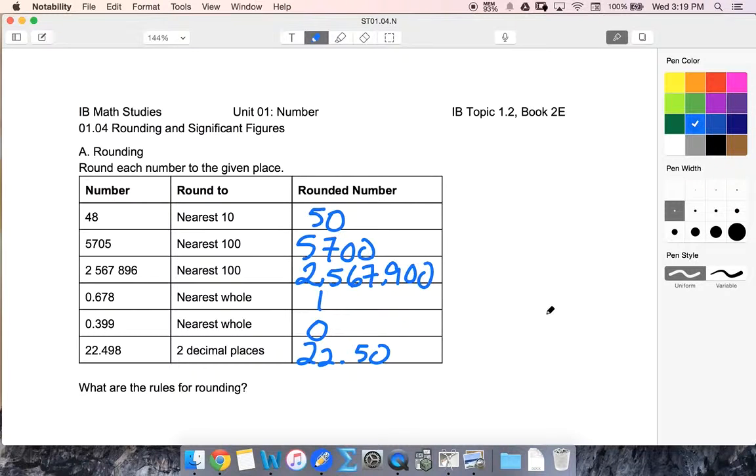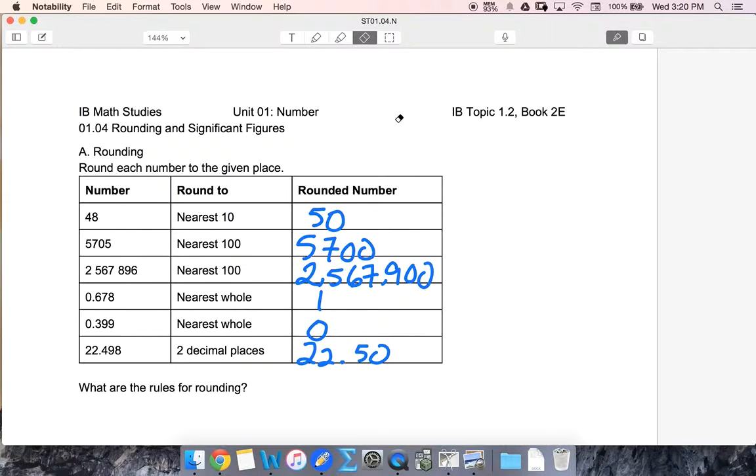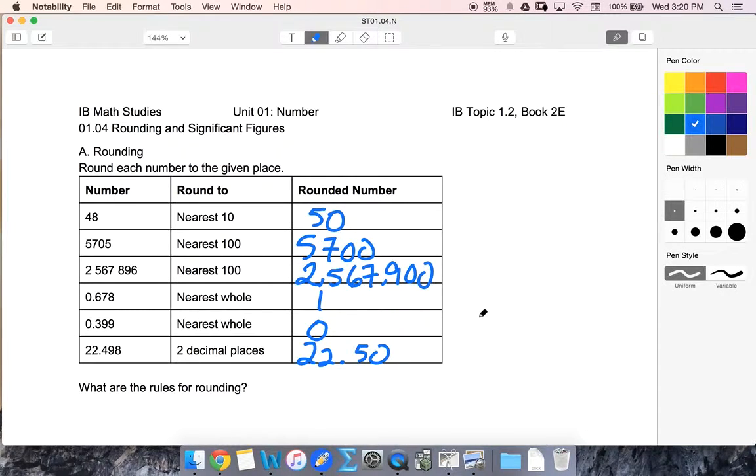0.399, if we think of a number line, well, that's, as usual, not at all straight. So let's try that again. If we think of a number line, it's a little bit better. Here's 0, here's 1. 0.399 is about here. Definitely closer to 0 than it is to 1.